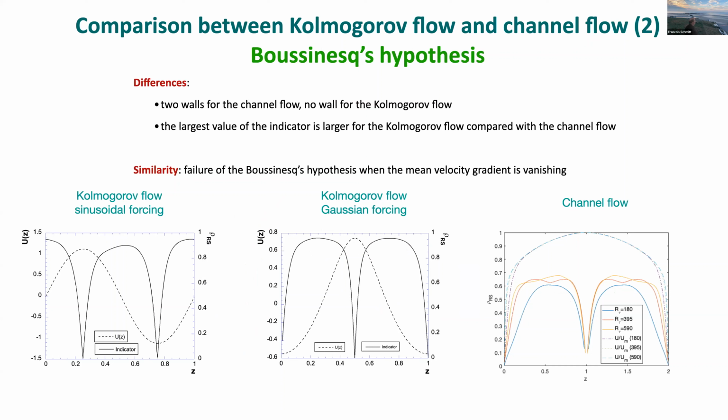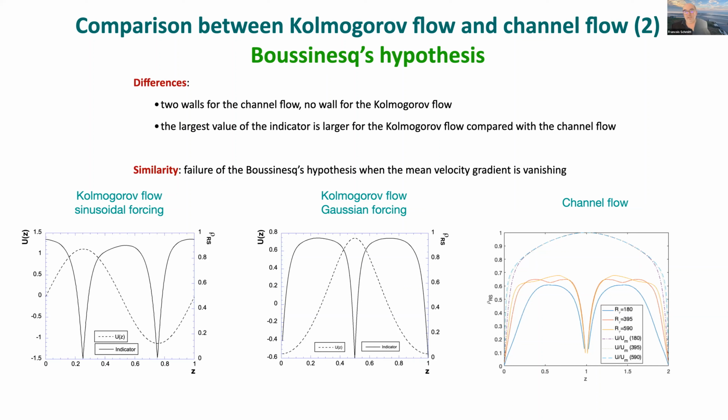Another difference is that here we have the sinusoidal forcing, the Gaussian forcing, and the channel flow. Here we don't have walls, but here we have the wall on the left and on the right. We see a shape which is similar between this situation and this one, but on the left, for the Kolmogorov flow, the plateau value is larger. We have a plateau which is close to 0.9, showing that the hypothesis is approximately good in this place. But for the channel flow, the plateaus are much smaller, with a value of 0.5 or 0.6.